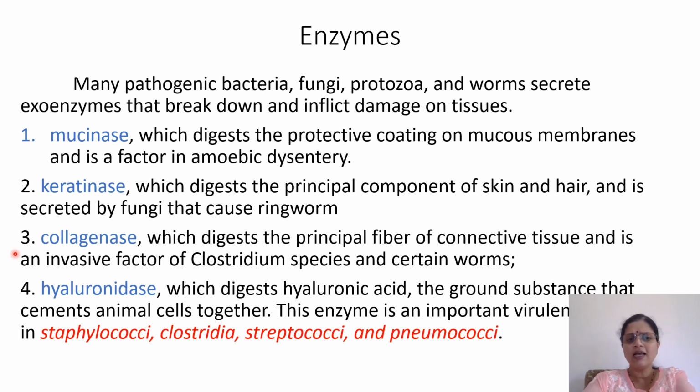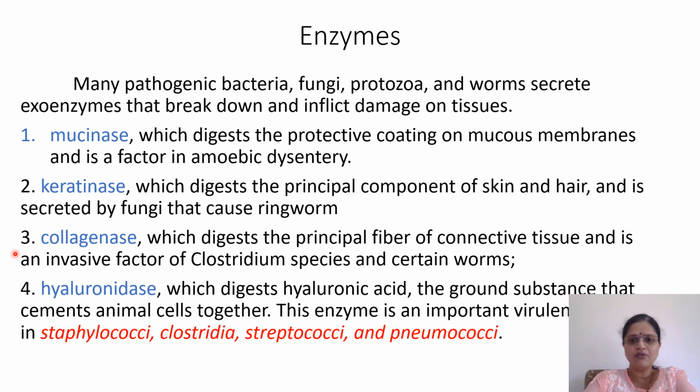And the last one is hyaluronidase. This enzyme digests hyaluronic acid. Where is it present? This is the important substance that cements the cells together. In all animal tissues, one cell will be attached with another cell by means of a cementing substance present in between. And one of the important components of this cementing substance is hyaluronic acid.